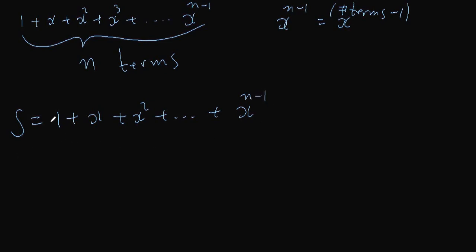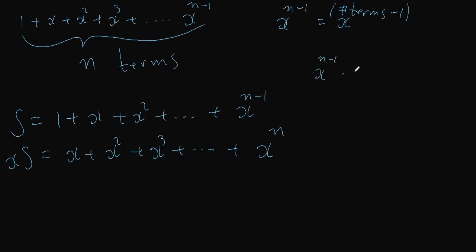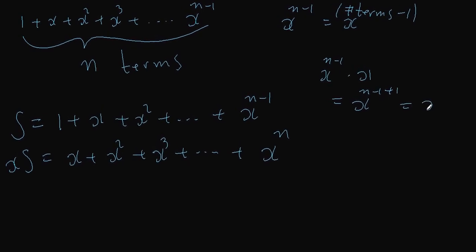Now let's multiply both sides of this equation by x. So you get that x times s is equal to x plus x squared plus x to the third power plus and so on plus x to the n. Because you see the last term becomes x to the n, because you're multiplying it by x. So x to the n minus 1 times x is equal to x to the n minus 1 plus 1, which is equal to x to the n.